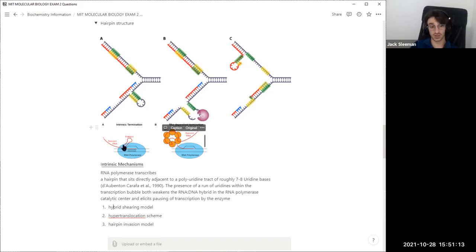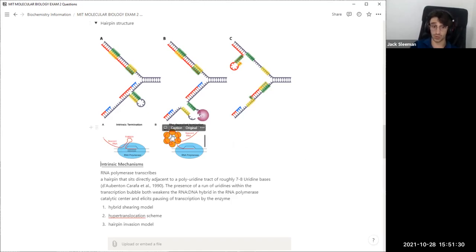Pretty cool. So remember, this is intrinsic because basically nothing's going on here besides the fact that the RNA polymerase is just transcribing. The RNA polymerase doesn't know if it's about to terminate. It's the RNA, how this is folding, that is going to make it go off.